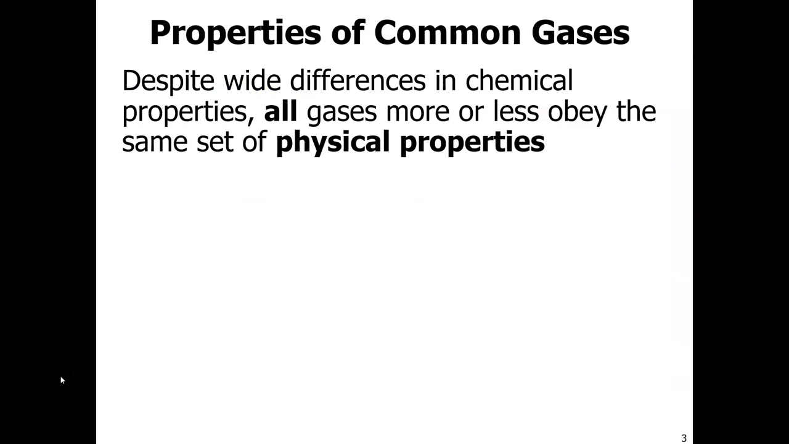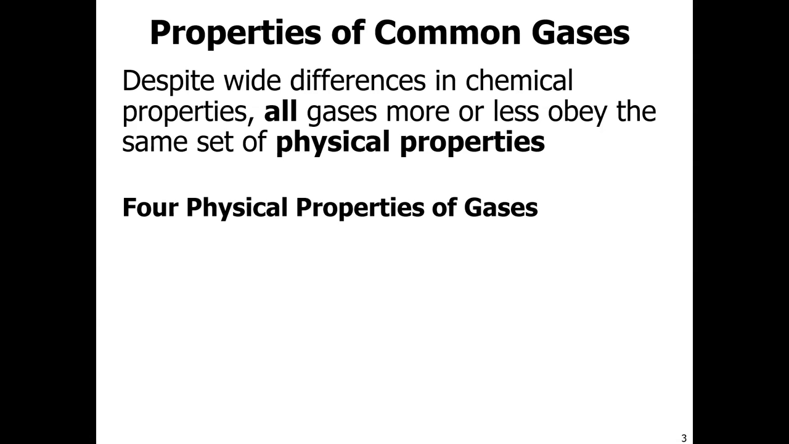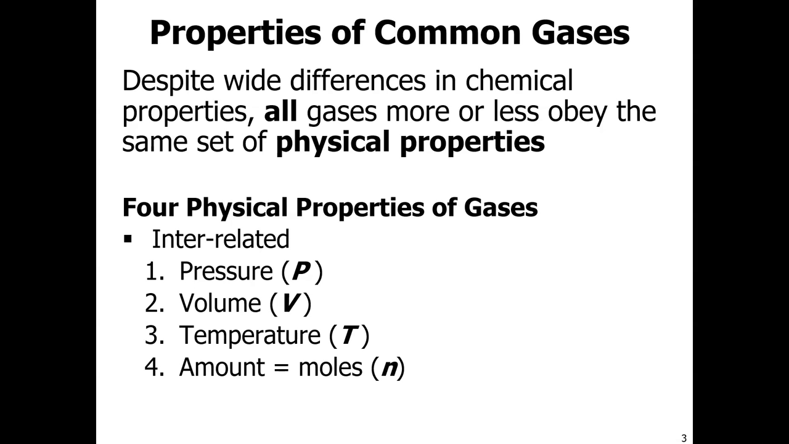Despite different chemical properties, gases generally obey a set of physical properties that we'll define in this section. The four of them are pressure, volume, temperature, and the number of moles. We're going to be looking at those four physical properties and how they relate to each other in gases.